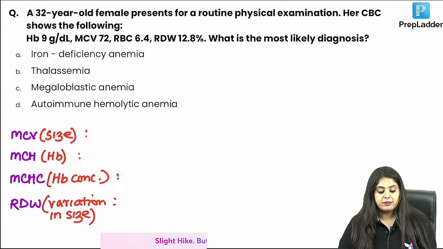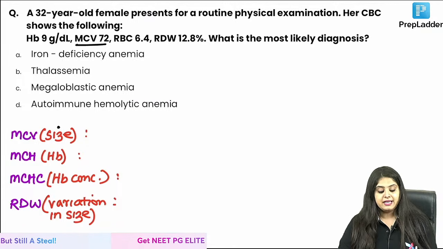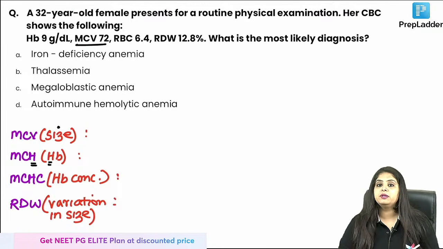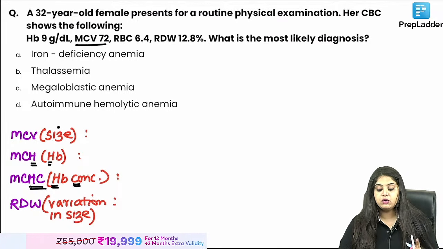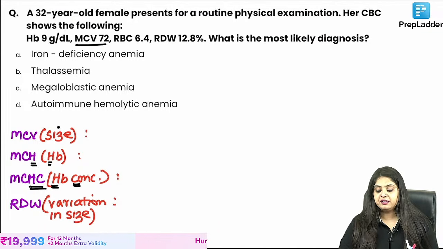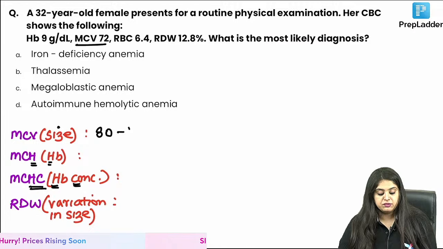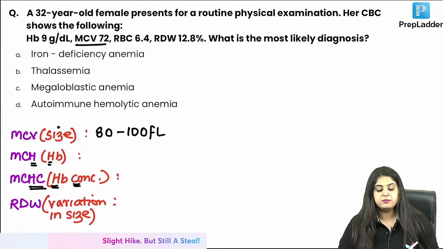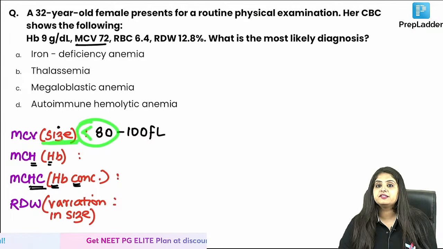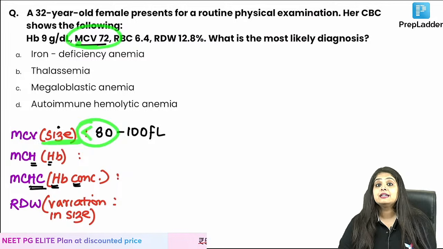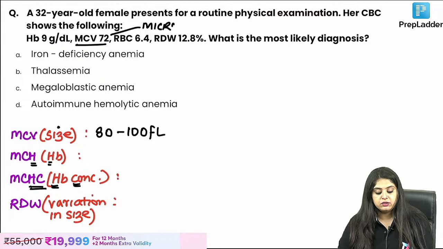Now when I talk about MCV, what does MCV tell you? It tells you the size of a red blood cell. MCH tells you the hemoglobin in a red blood cell, and MCHC tells you the hemoglobin concentration in a red blood cell. Now moving forward, that MCV, tell me the normal values. MCV is 80 to 100 femtoliters, which means that if MCV is less than 80, then the size is less. What kind of an anemia is this? This makes it a microcytic anemia.